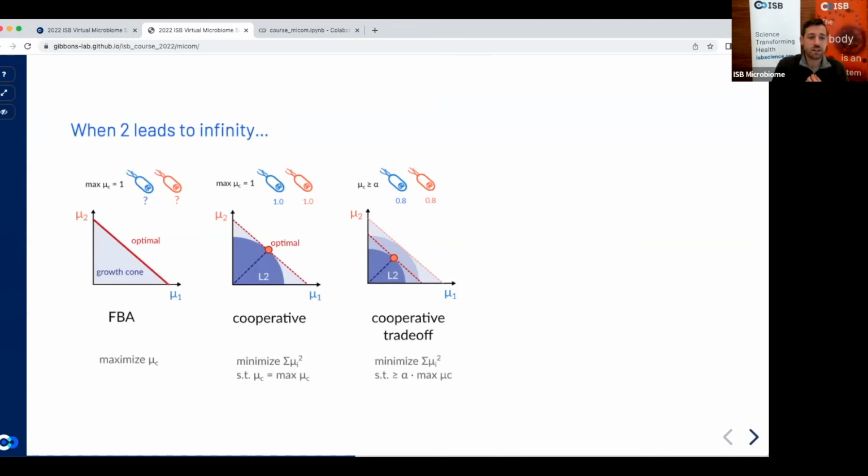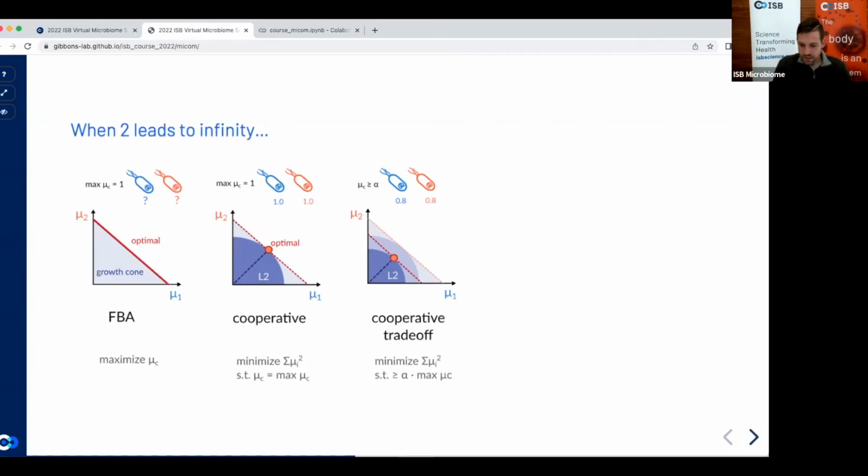This plot here actually shows us this. We have this red line representing our optimal maximal community growth rate, and we can see that there's an infinite number of solutions on this line that satisfy that maximal community growth rate, including these terminal solutions here, wherein one of our taxa is growing at a high growth rate, while the other one is not growing at all.